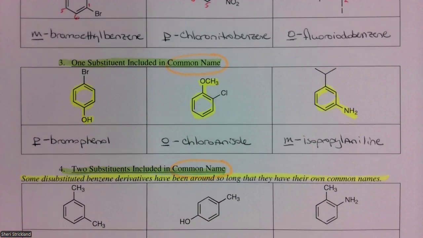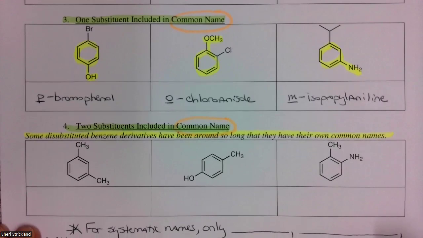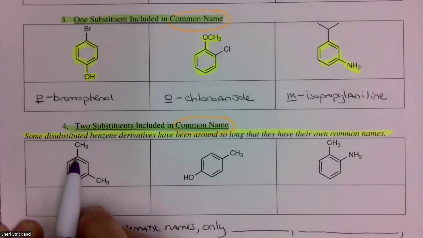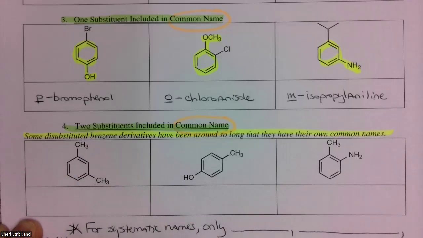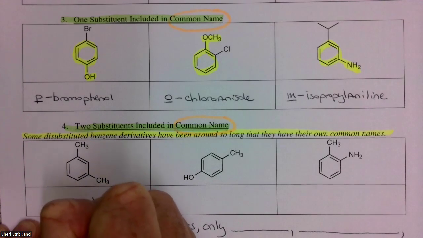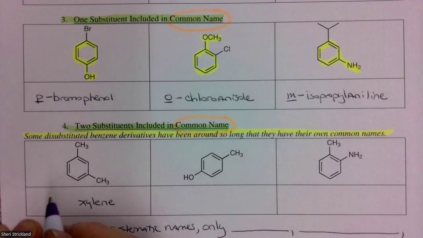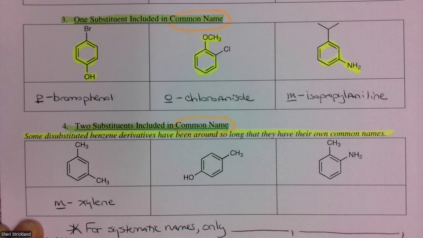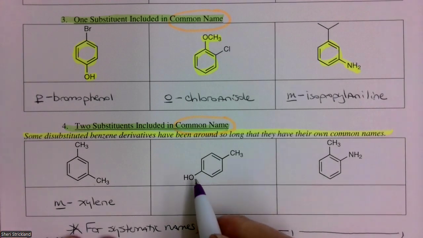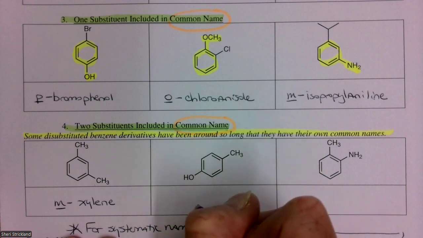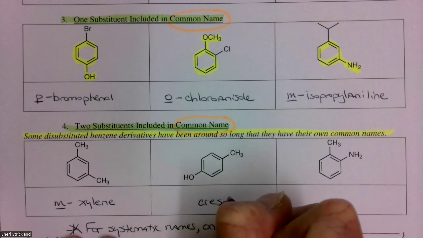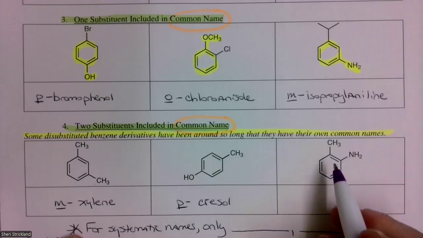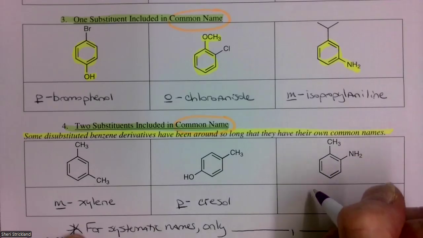Now, there are a few of these disubstituted benzenes that have been around so long that they have their own common names. If you've got two methyl groups attached to a benzene ring, it's called a xylene. And so since these guys are in the 1,3 positions, this is meta-xylene. There is an ortho-xylene and a para-xylene. If you have a methyl group and a hydroxyl group, it's called a cresol. And this is a para-cresol. And if you have a methyl group and an amino group, it's called a toluidine.